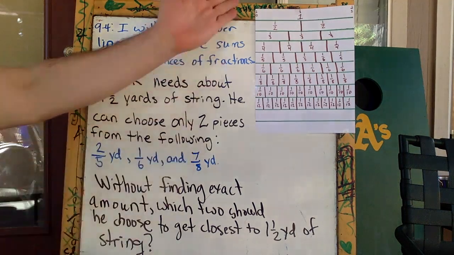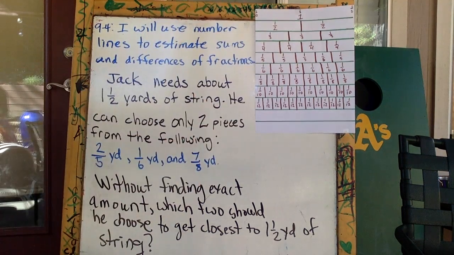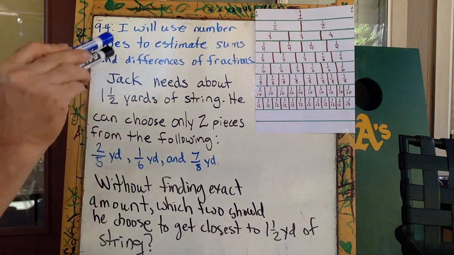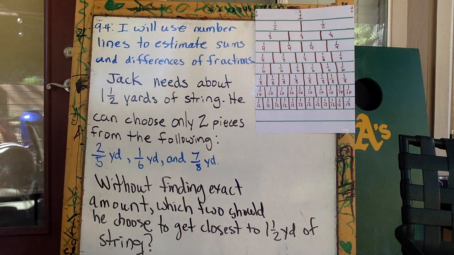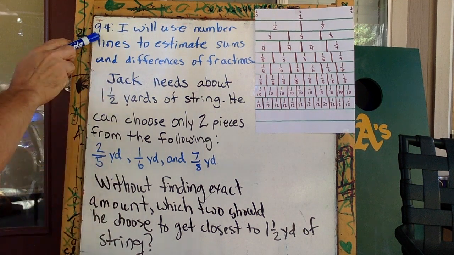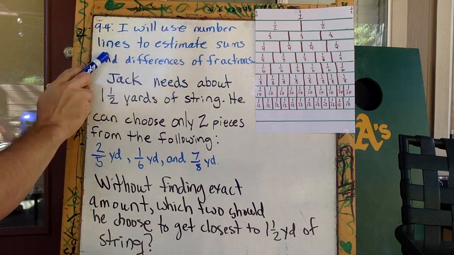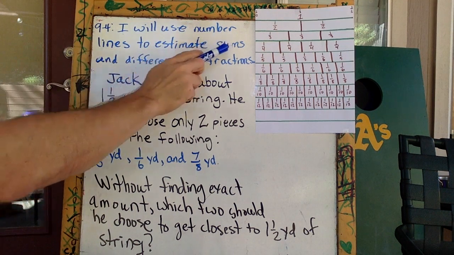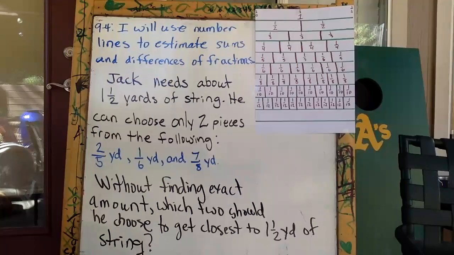All right, so now that you have this printed, or not printed, I guess you could print it if you had a printer, but it's really nice to make this on your own because then you have a good idea of what fractions look like and how they compare with each other. So here's your objective right here, 9-4. I will use number lines to estimate sums and differences of fractions.